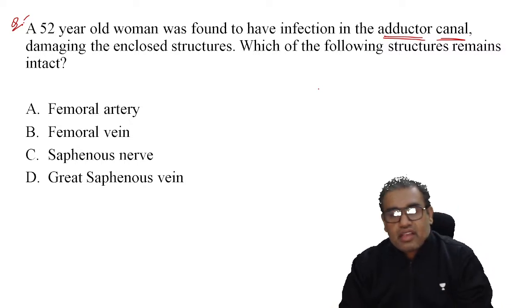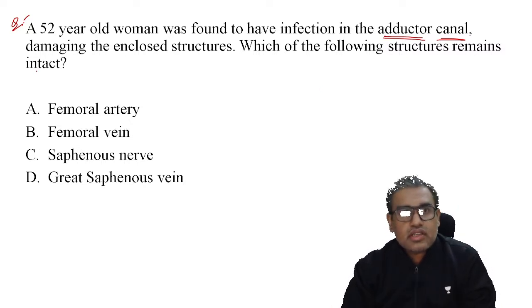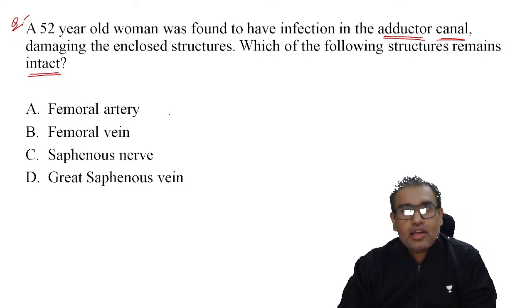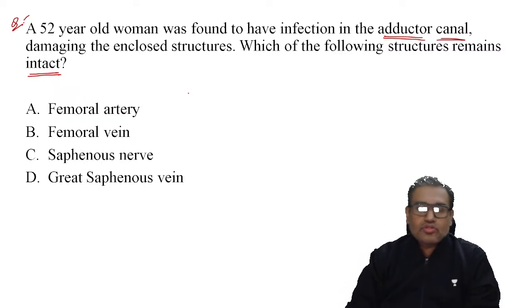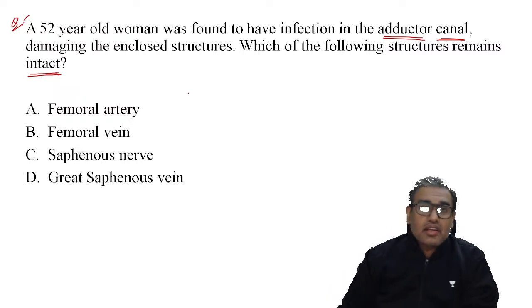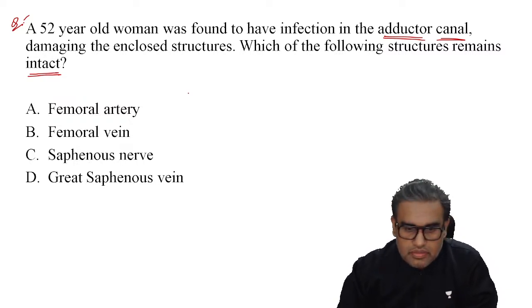So, a lady having infection in the adductor canal, damaging the enclosed structures. Which of the following structures remains intact? Actually the question is, which of the following is not a content of adductor canal? They have replaced it in two lines. Infection has happened, which structure will remain intact? Femoral artery, femoral vein, great saphenous, or third option saphenous nerve, and great saphenous vein. Third, fourth option. All the best.